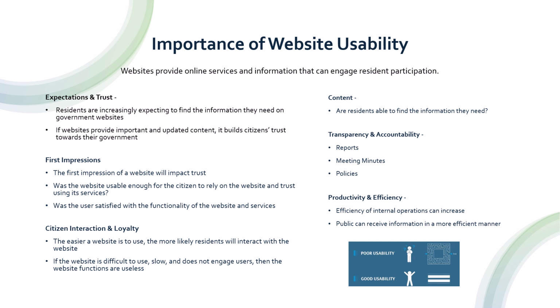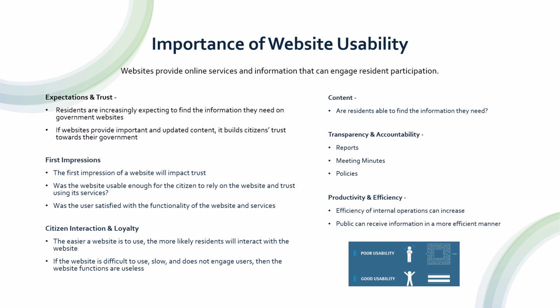So, number one, expectations and trust. Residents are increasingly expecting to find the information that they need on the government websites. And if websites provide important and updated content, it builds citizens' trust towards their government. In addition, first impressions matter. The first impression of a website will impact the residents' trust. So look for, is the website usable enough, for example, for me to rely on the website and trust using its services? And is the user satisfied with the functionality of the website and services?